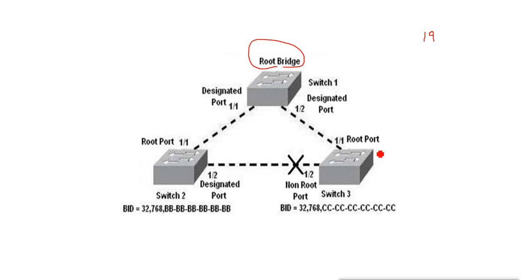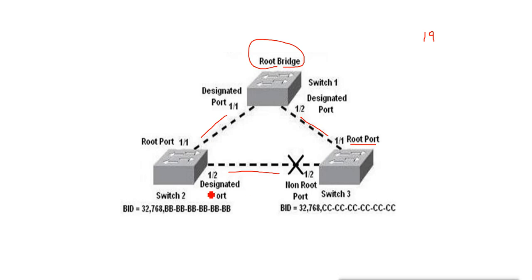Now for switch 3, if it goes from this side, it will cost 19. If it goes from this side, it will cost 19. And if it goes from this side, then 19 plus 19, 38. So which one is the less one? This one is the less one. So this one becomes the root port for this switch 3.